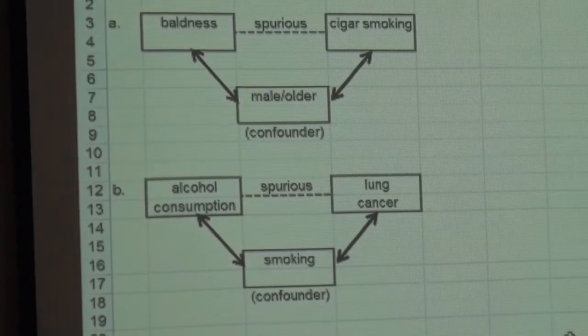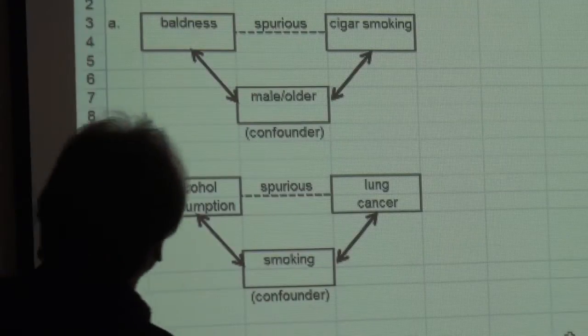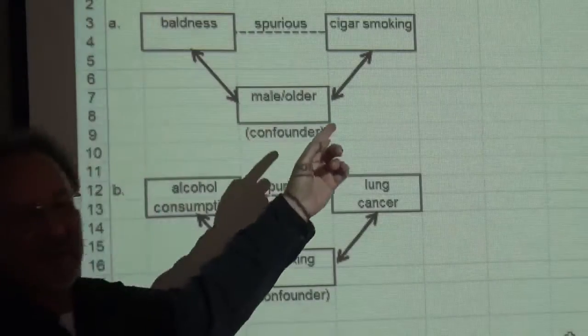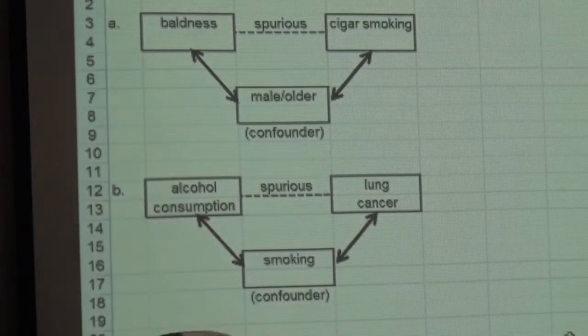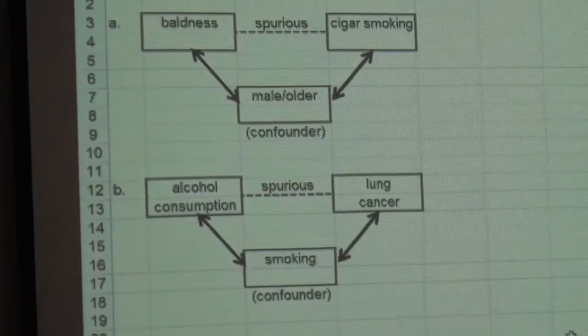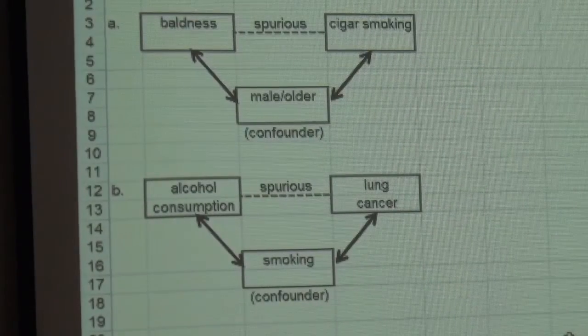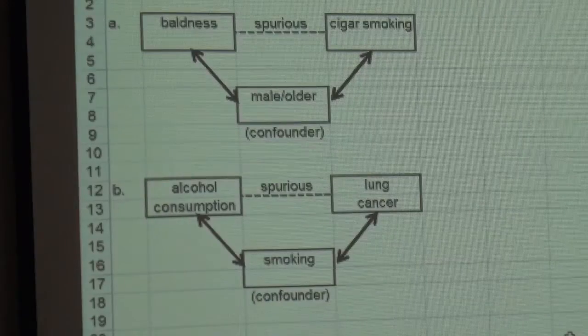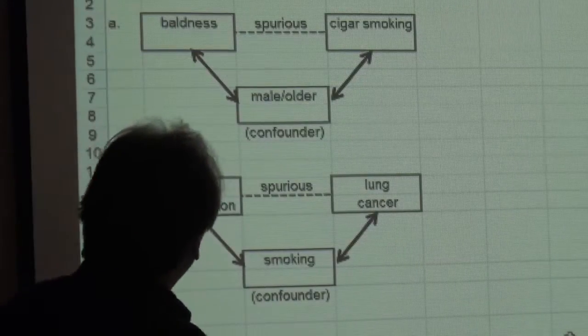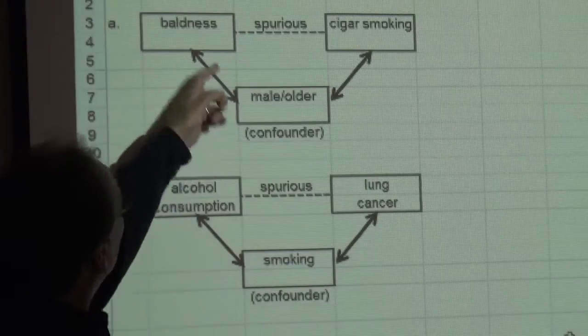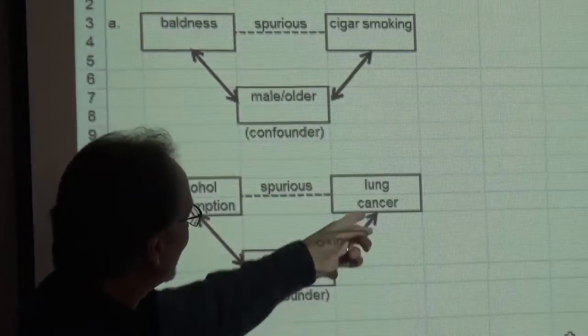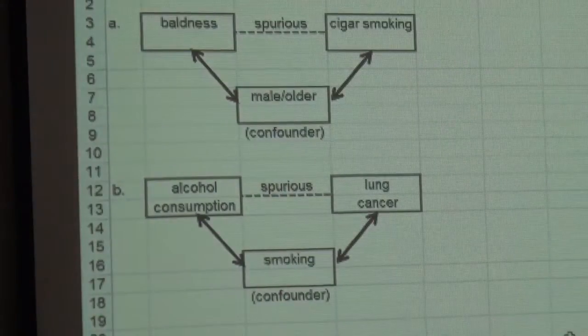But let's assume there's no chemotherapy, and that typically, who smokes cigars? Old dudes. That's right. Old males, okay? Who's more likely to suffer from baldness? Old dudes. Confounder. And so that would be a spurious relationship. Likewise, with lung cancer and alcohol consumption. Okay, because both of these are associated with each other. Likewise, both of these are associated with each other, but this is the spurious relationship. So smoking is the confounder in that relationship.